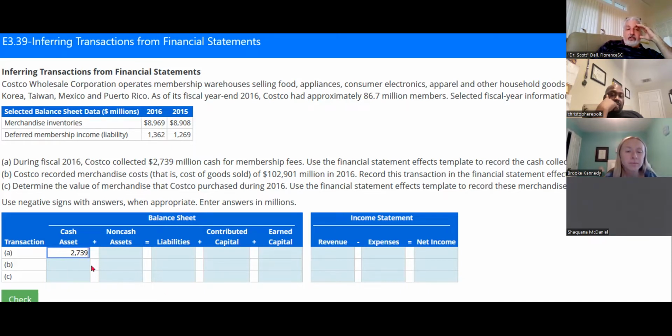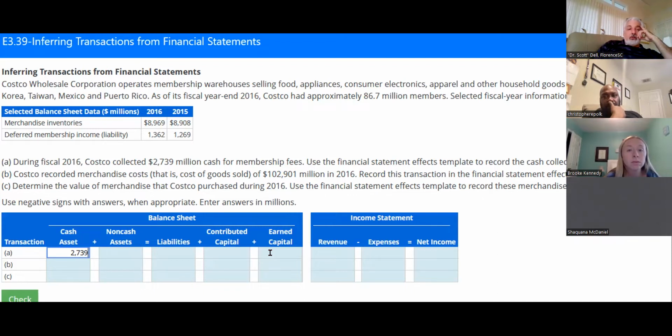Now, this other 2739, where is that gonna go? And there's two answers that you might want to propose. And wouldn't it go in the revenue? During fiscal, they collected cash from membership fees. Would it go anywhere in capital or no? Yep, that's one place you might want to put it. You say, oh, there's my revenue. I got 2.7 billion in revenues. I got 2.7 billion in net income. I've got 2.7 in earned capital. I got to put it in all three places if I do that.